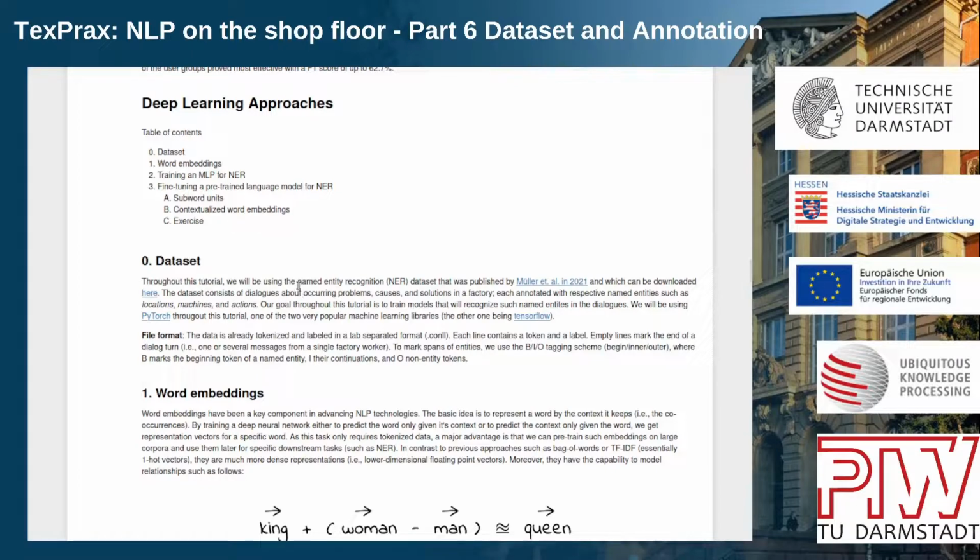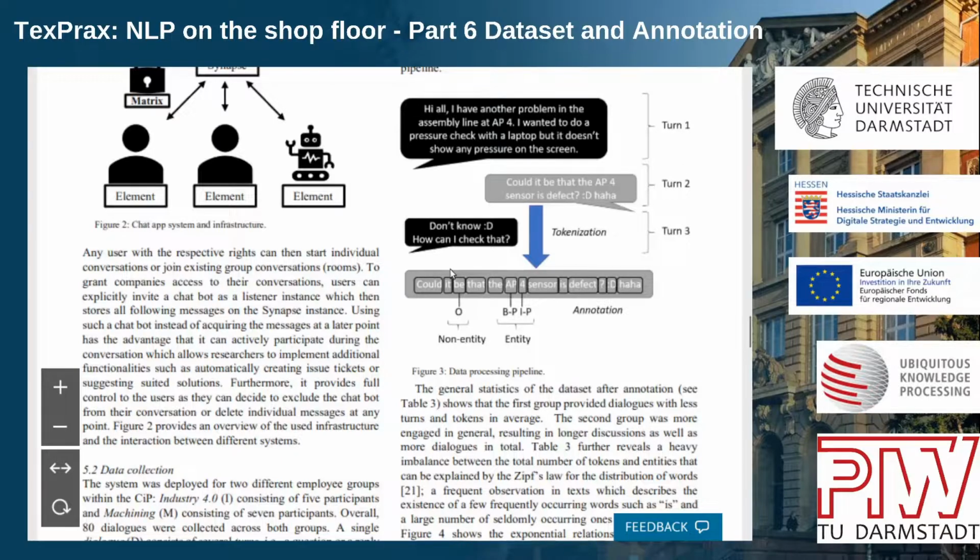The dataset was published by Müller et al. in 2021, and this is the respective publication. For this data, we asked factory workers in the CIP to discuss problems they encountered during their working life. What we then did was collect the data, tokenize it into individual tokens, and start annotating it.